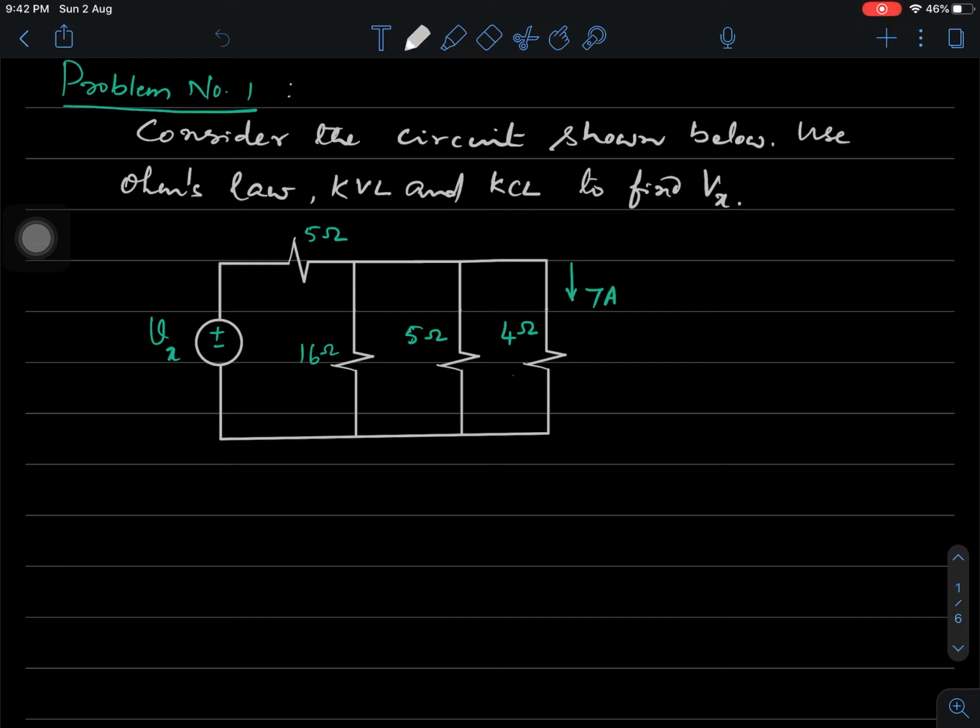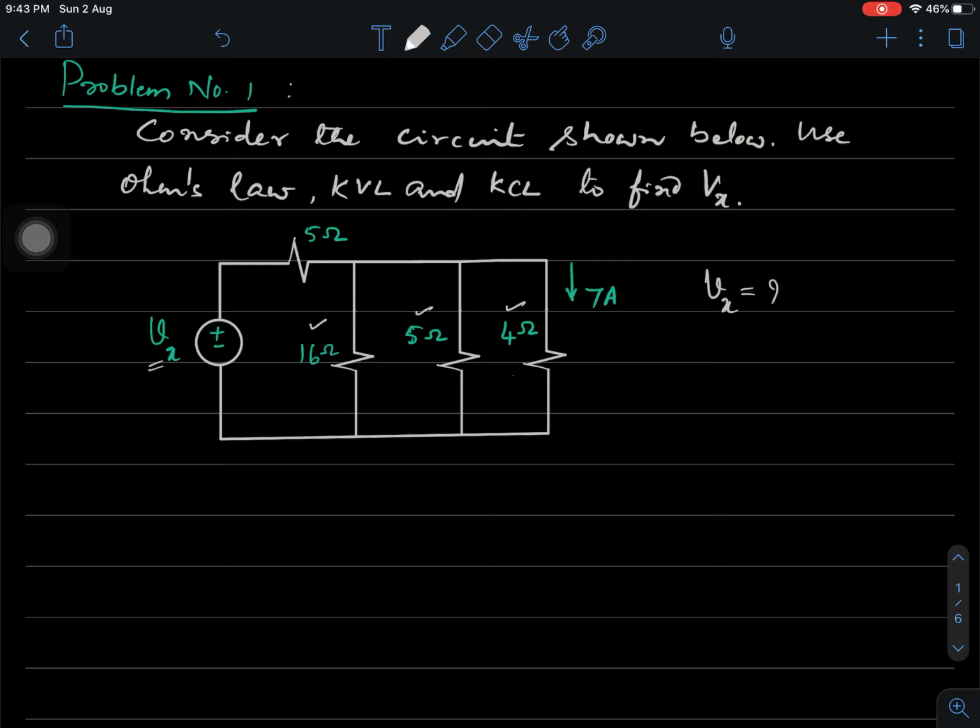If you look at this network carefully, it is clear that this 16 ohm resistor, 5 ohm resistor, and 4 ohm resistor are all in parallel. This parallel equivalent of 16, 5 and 4, when combined with the 5 ohm in series, will offer some resistance to the source having a voltage of Vx, and correspondingly a current is driven out of the source. Now our objective is to find this Vx.